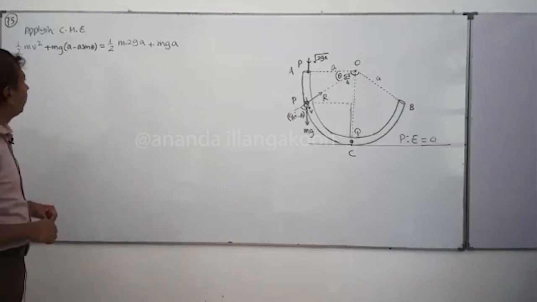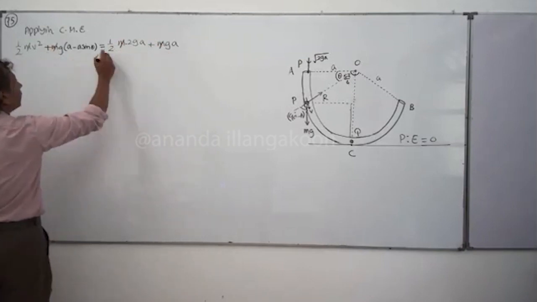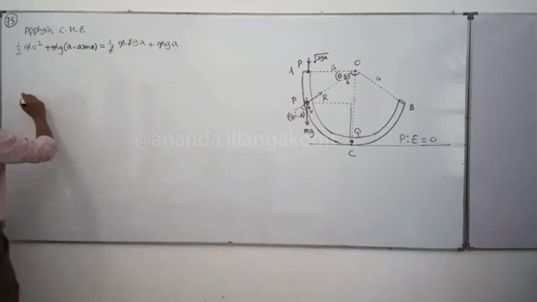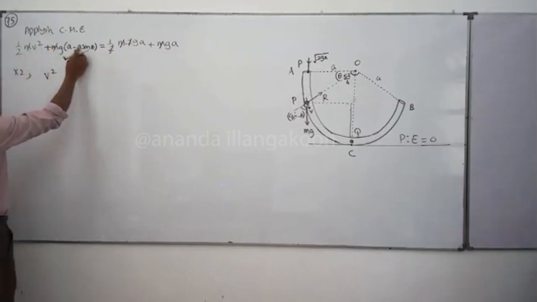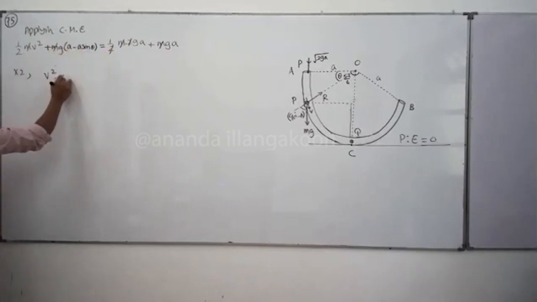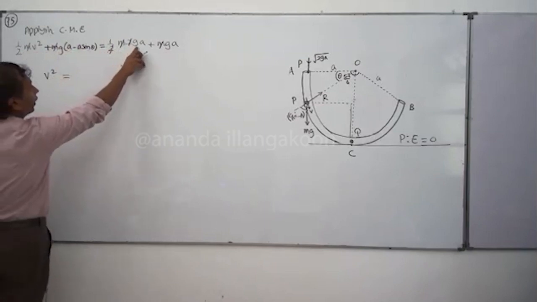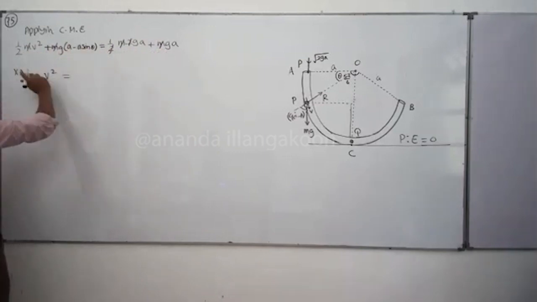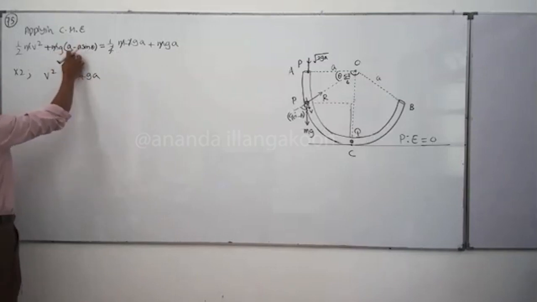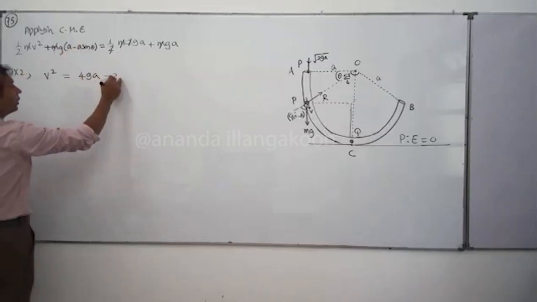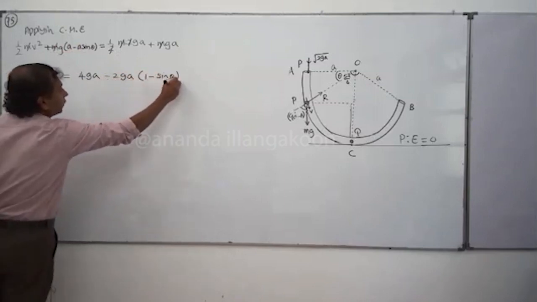Now we cancel m, and this 2 also. Multiply by 2, then we get v squared. Bring this to the right hand side, and take a out. Since we multiply by 2, GA and GA make 2GA, and multiplied by 2 we get 4GA. The right hand side term will be minus 2GA times (1 minus sine theta).